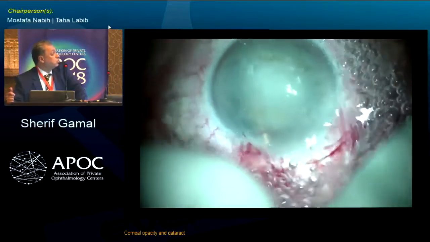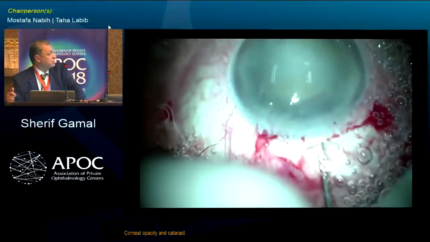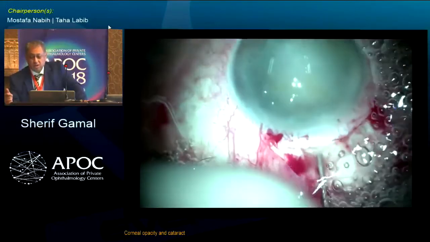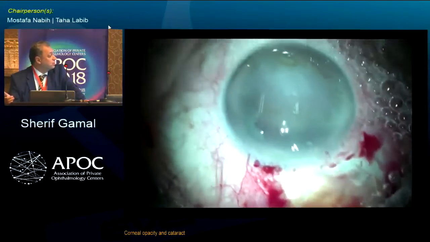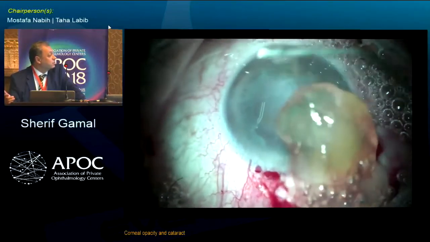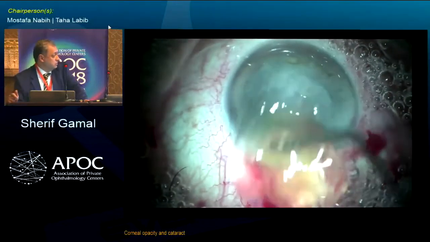I use visco expression in order to express this nucleus out. It's like a delivery. You have to push, okay, just like a normal labor. So you have to push in order for the nucleus to come out. And here we can see the nucleus once it popped out.